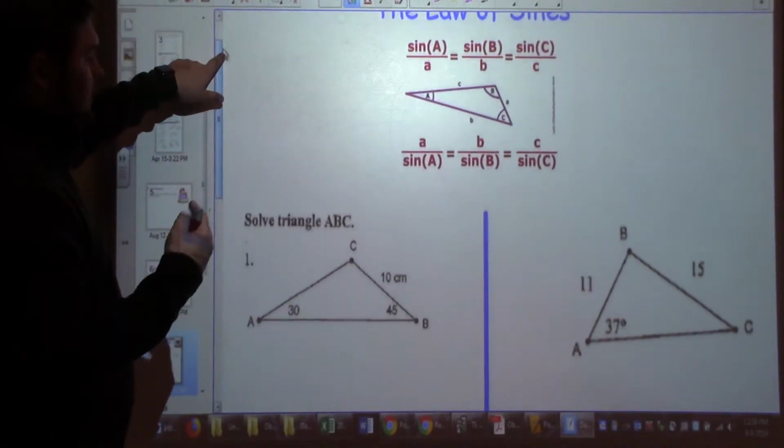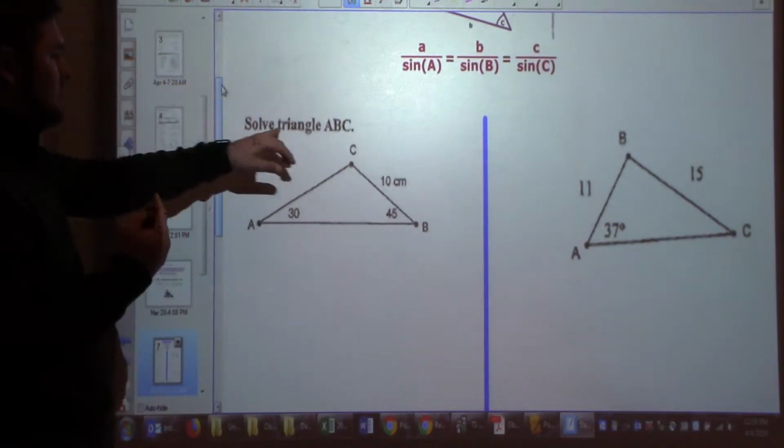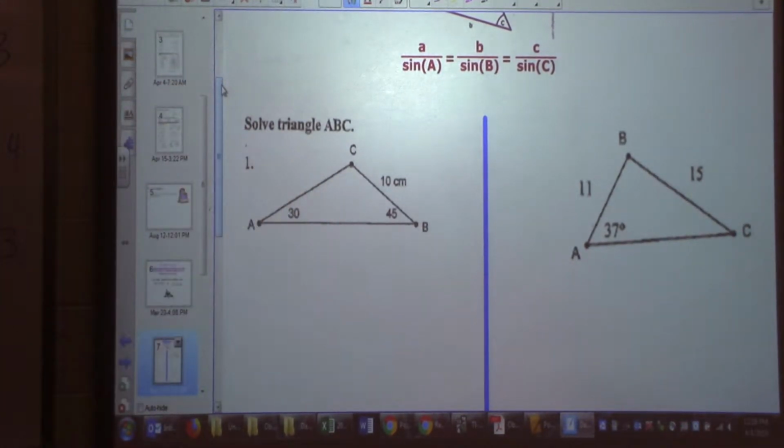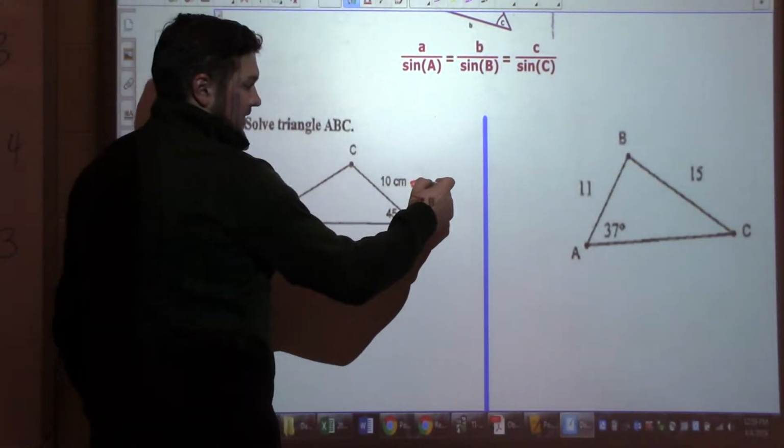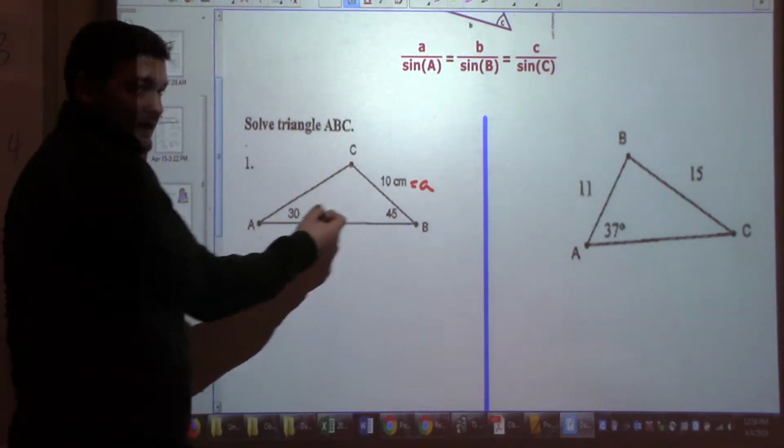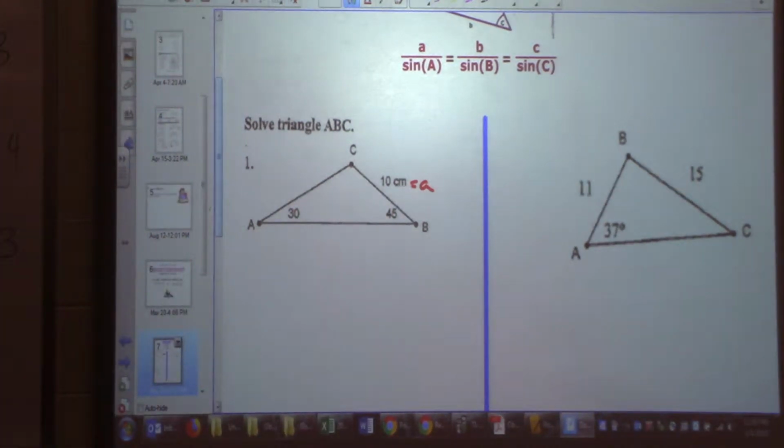So if we're trying to do like a problem, we're asked to solve a triangle. We have a triangle ABC. I'm given angle A. I'm given angle B. I'm given side A, right? It's straight across from angle A. Normally we'd say we can't solve this triangle.